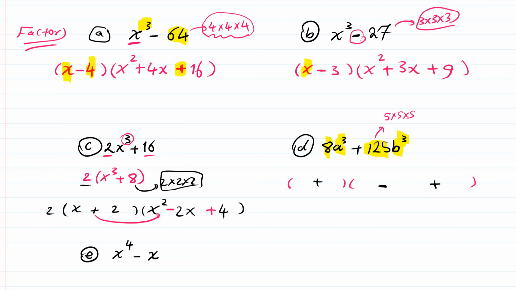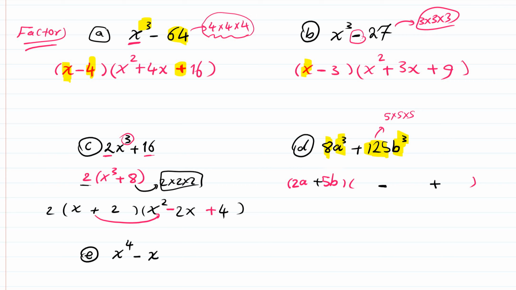So students, the root of 8 is 2. How about a, it is a power 1. 125, the root is 5. How about b power 3 is only b. True? Okay. Now, inside the big bracket, we need to find 2a squared.